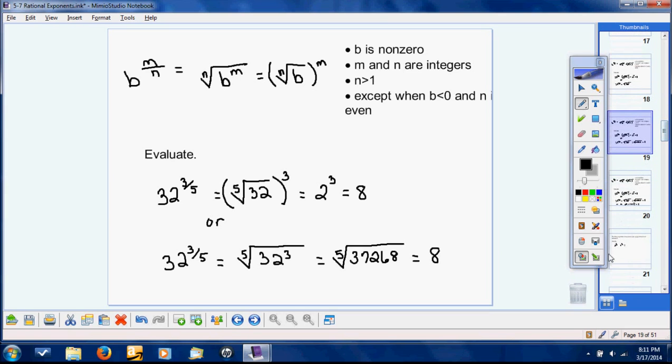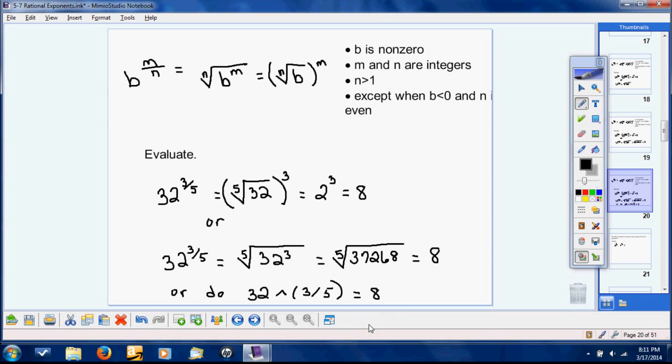Now there are probably some of you who are really handy with the calculator who are thinking, wait a minute, couldn't I just put that in all in one step? And the answer is yes. If you wanted to, you take your calculator, you can put in 32 caret parentheses 3 divided by 5, and it'll just give you an 8.